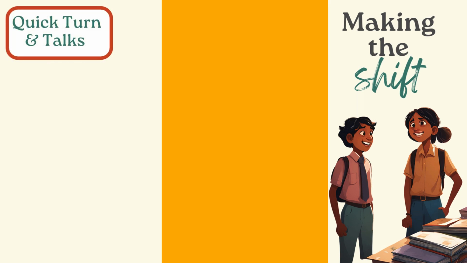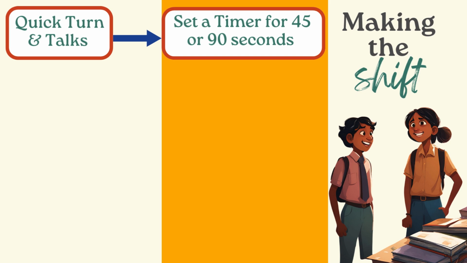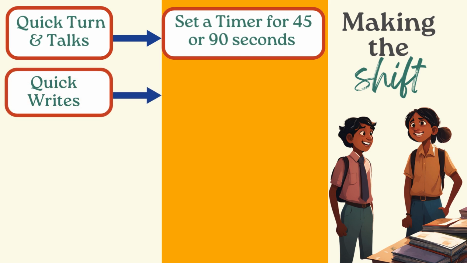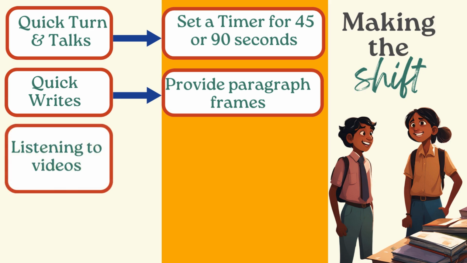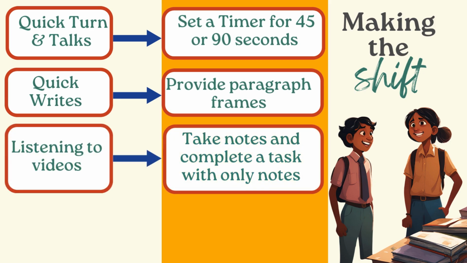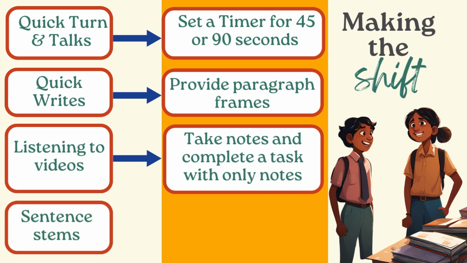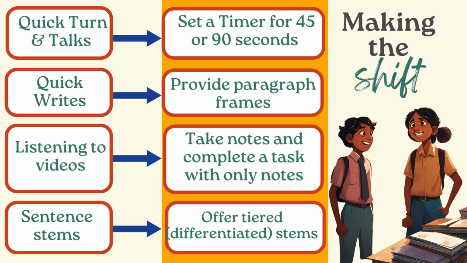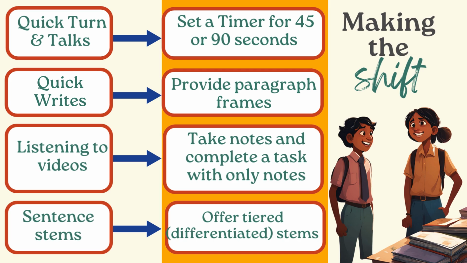For example, with turn-in talks, try setting a timer for 45 to 90 seconds. This helps students get used to talking for longer stretches of time, something that's tougher than it sounds. If you're doing quick writes, try adding a paragraph frame to encourage more detailed responses. And when students watch a video, have them take notes and then complete an activity using just those notes. This builds active listening and note-taking skills. Finally, for sentence stems, consider taking them up a notch with tiered or more complex options. This can help students move toward advanced high on TELPAS.